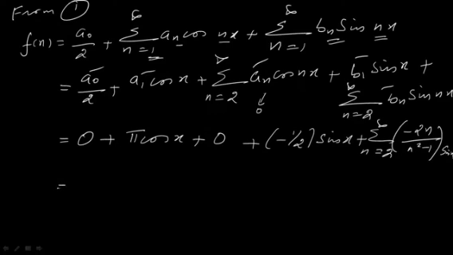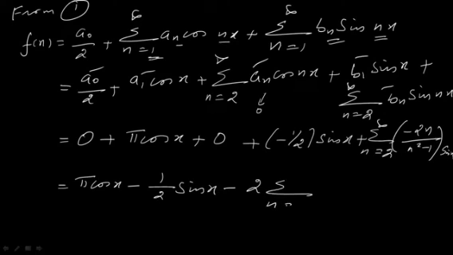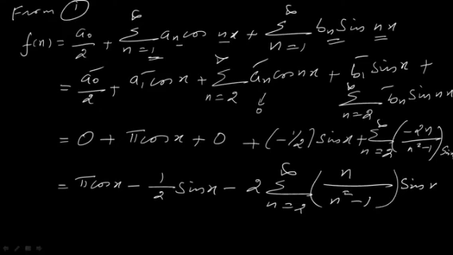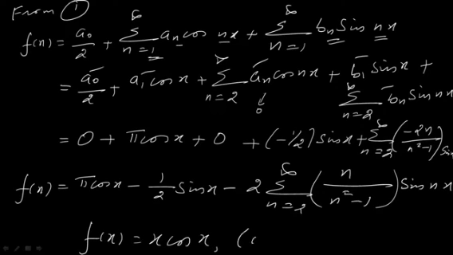Okay, so let me simplify this. That is pi cos x minus 1 by 2 sin x. You take minus 2 outside, minus 2 sigma n is equal to 2 to infinity n divided by n square minus 1 of sin nx. This is your f of x. So for the given function f of x equal to x cos x, that is given in the interval 0, 2 pi, this is the Fourier expansion of the given function in the interval 0, 2 pi.